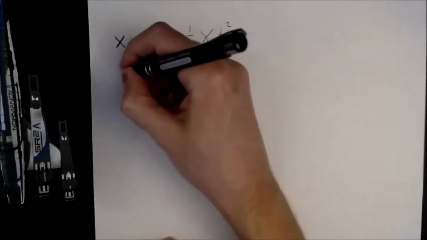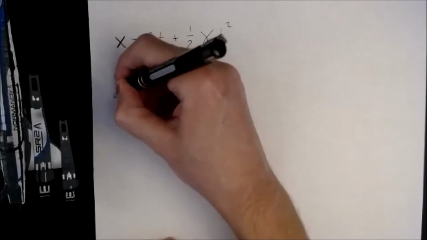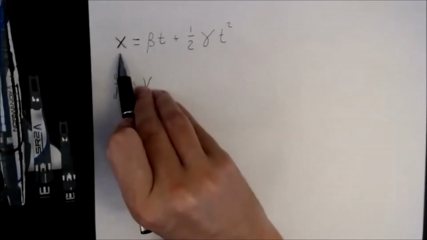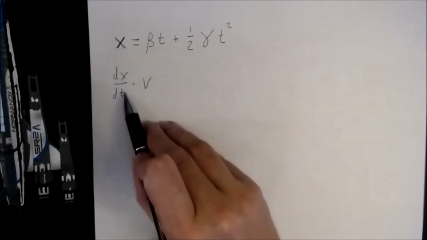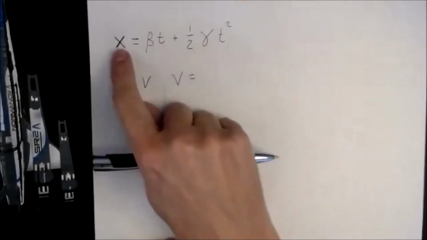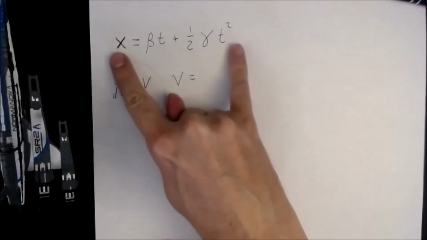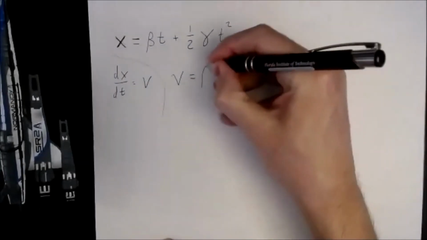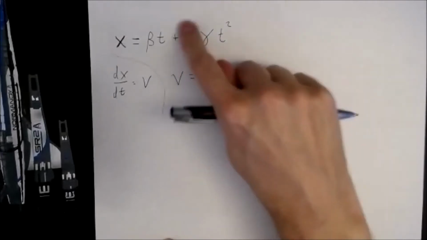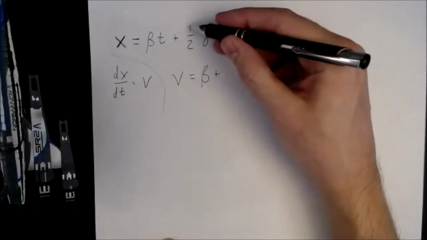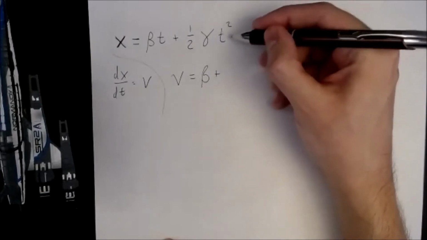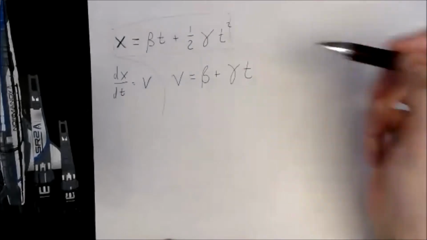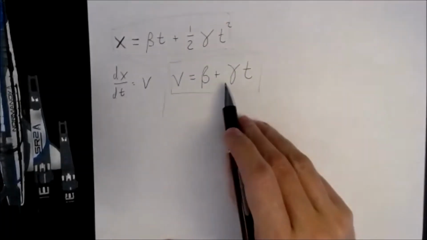Let's take the derivative. As I've said before, the derivative of x with respect to t is equal to the velocity. So take the derivative of this with respect to t. Well, that's dx/dt, and that's equal to v. So I'm just taking the derivative of this stuff with respect to time. The derivative of beta t is just beta, plus the derivative of gamma t squared over 2: the 2 comes down, it becomes 2 over 2, that's 1, times gamma times t, so plus gamma t. So the velocity is equal to beta plus gamma t.